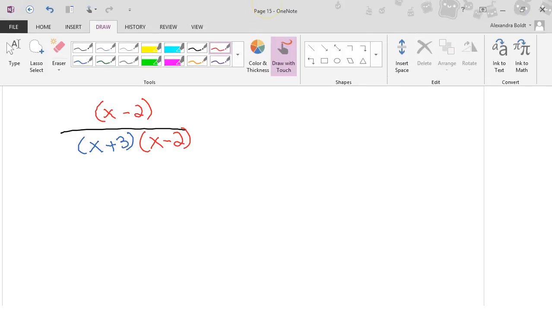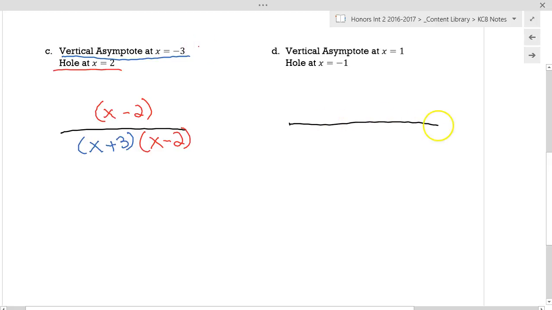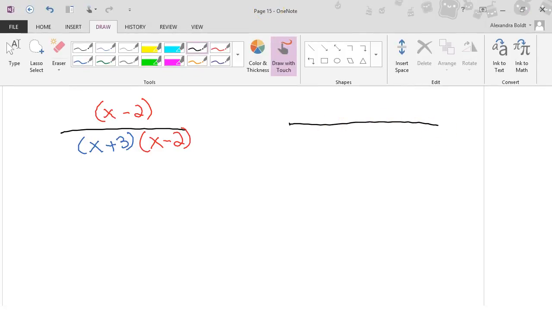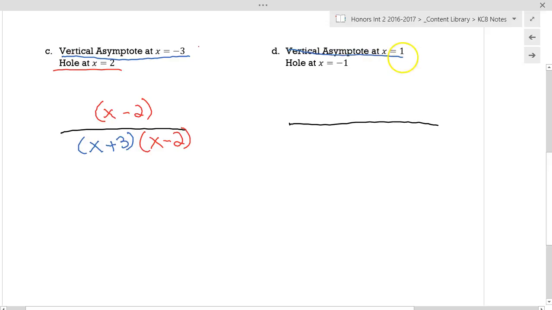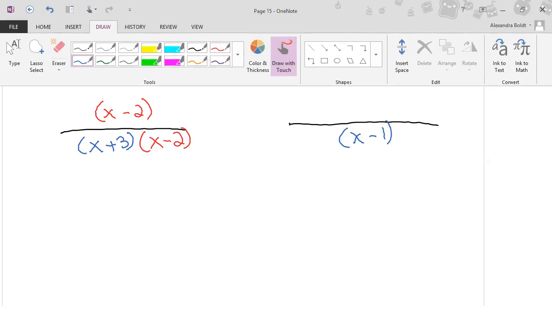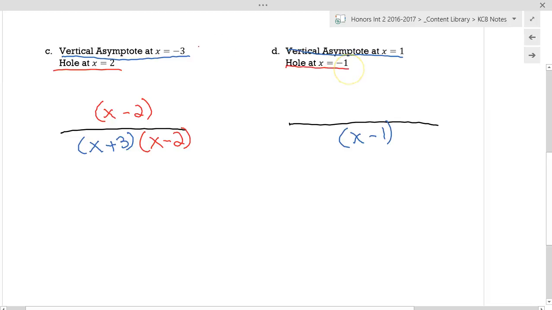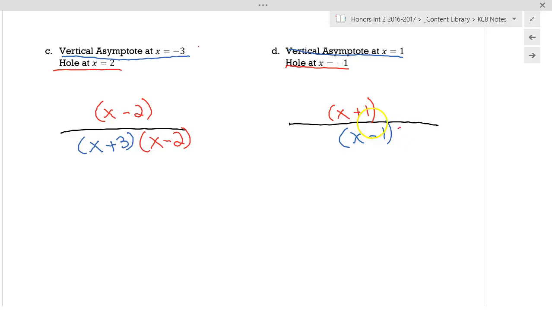Last example. Right, again, write my fraction bar. Vertical asymptote in the denominator, x minus 1. Hole at x equals negative 1. That's x plus 1 there, and x plus 1 there. So x plus 1 over x minus 1 times x plus 1. And we're done. And that is it for our notes for this unit.